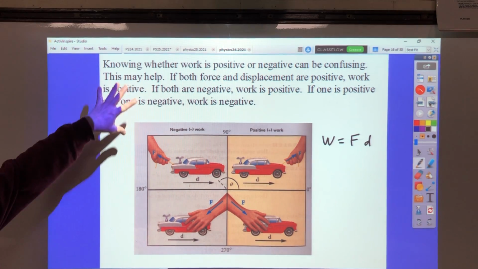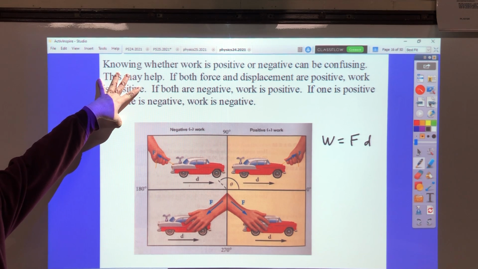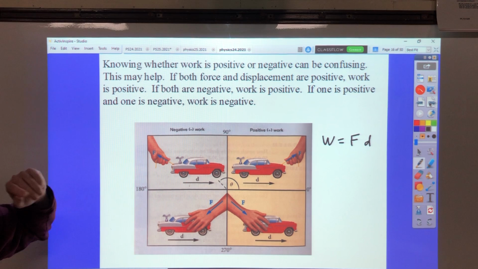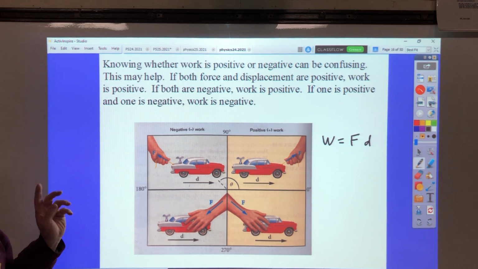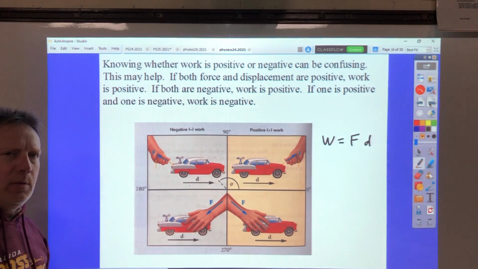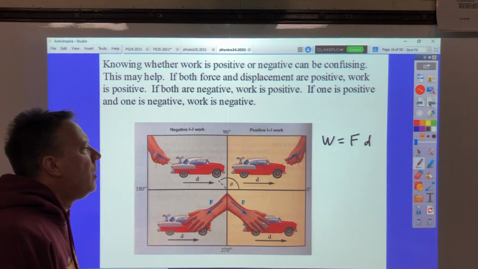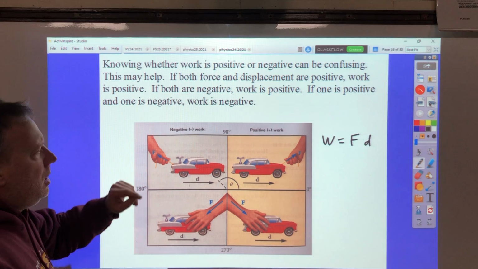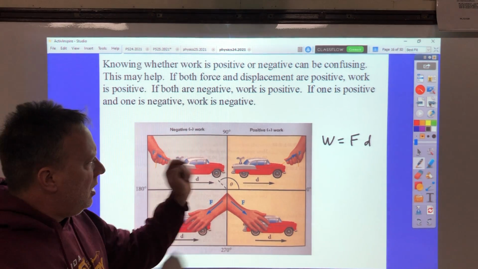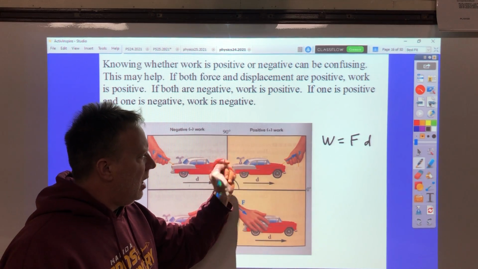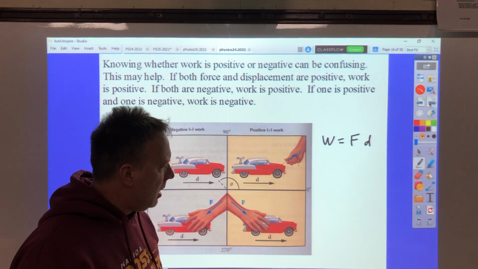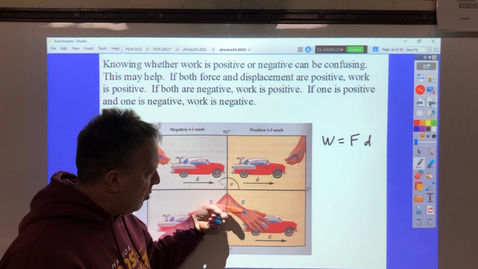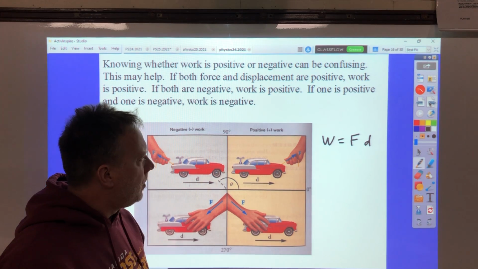I went back into the week 2-4 flip chart, and I got this diagram out of the book and put it in here. And this will help you maybe figure out if the work is positive or negative. That's not something I'm going to make a big deal about. But if both your force and your distance are positive, that's positive, and then this force would have a component this way, and these would add up.